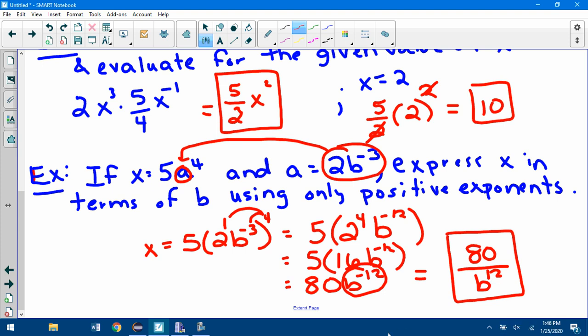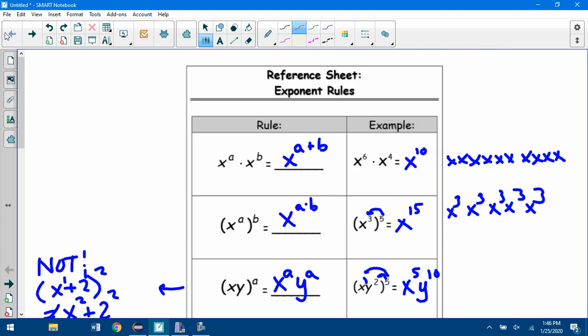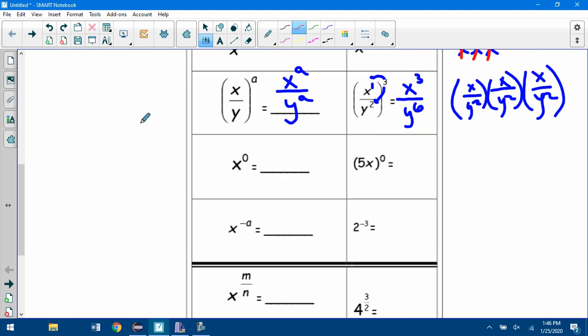Okay, so that's the end of your own notes. Let's flip back to that reference sheet and fill in the two things we can fill in. We've got all those rules. Anything raised to the 0 power, what's that always equal? 1. So even if it's 5x, as long as it's all raised to the 0, it's equal to 1. And remember, x to a negative exponent, if it's on top, becomes 1 over x to the positive exponent.